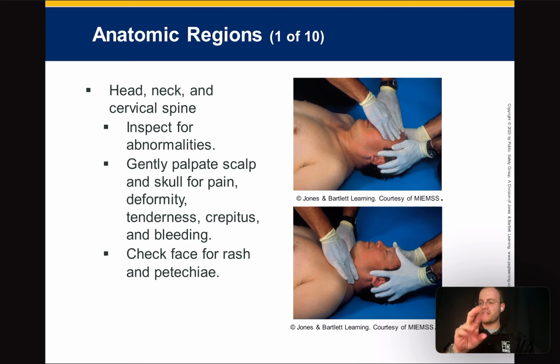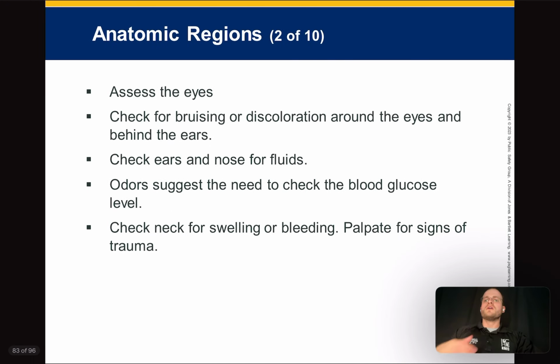Petechiae is blanching of the skin. Okay, so it almost looks like a little rash, like little bleeding up underneath the skin. Okay. We're going to assess the eyes.